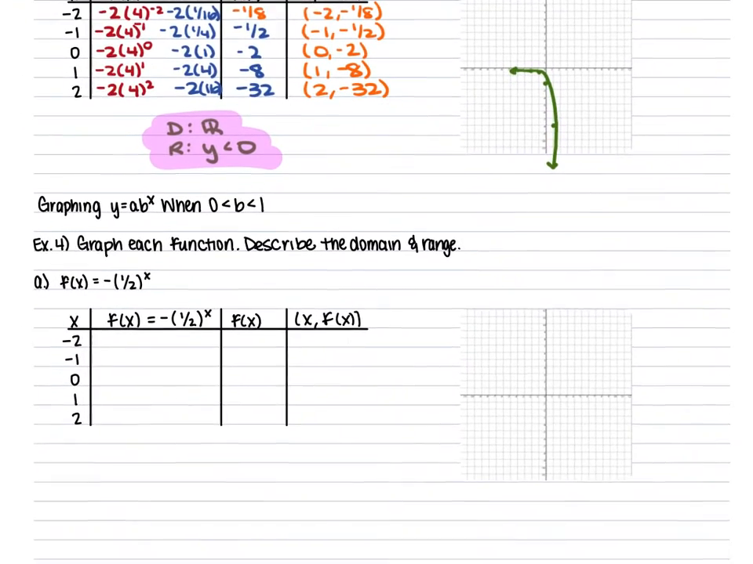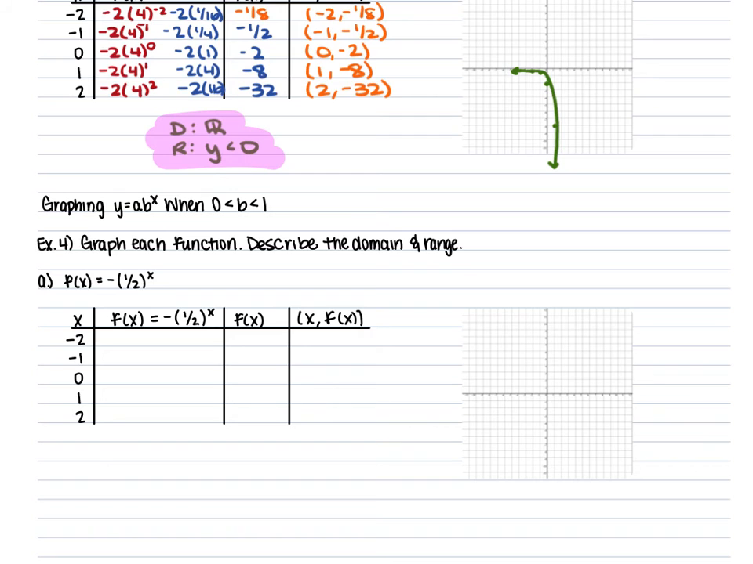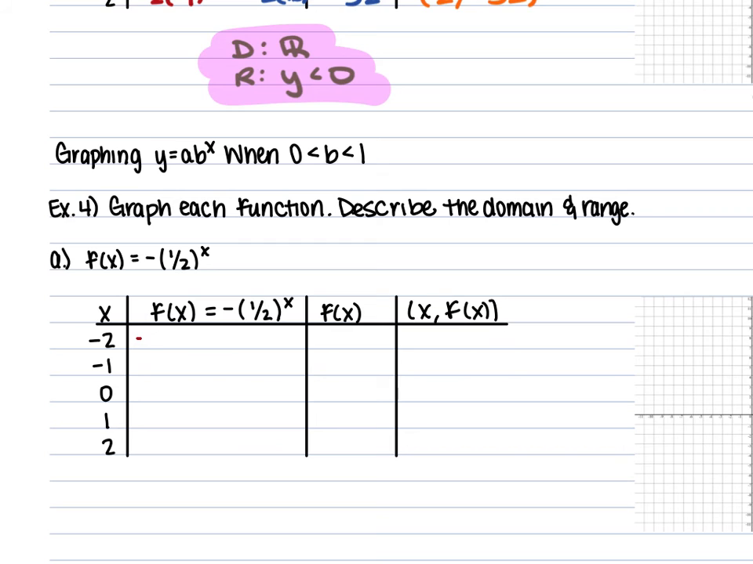For example 4, we have f of x is equal to negative 1/2 to the power of x. I'm giving you x values of negative 2, negative 1, 0, 1, and 2. So again, I'm just going to plug these in. So this is going to give us a negative times 1/2 to the negative 2, a negative times 1/2 to the negative 1, a negative 1/2 to the power of 0, a negative times 1/2 to the power of 1, and a negative times 1/2 to the power of 2.